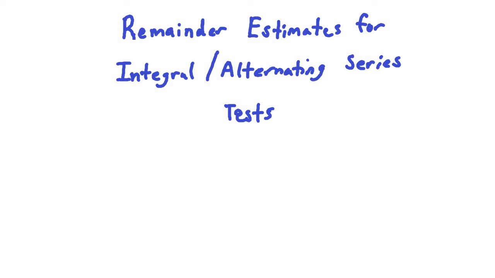So let's take a look at how to find the remainder estimates for both the integral test and the alternating series test. Starting off with the integral test, let's say we have the infinite series of a sub n. The series of a sub n must converge in order to find the remainder. And if it converges, let's say a sub n is equal to f of x.